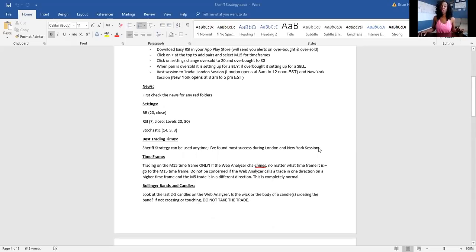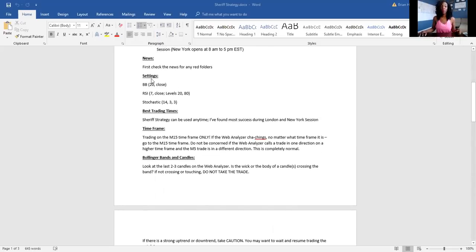So like I said, you want to check the news for red folders. Here are your settings. Your Bollinger Bands should be on 20 and close. Your RSI is on 7 and close with levels 20 and 80, and your Stochastic is on 14, 3 and 3. So let me take you to the web analyzer, and let's go through that step by step. And I'm also going to show you how to control some of your settings as well.